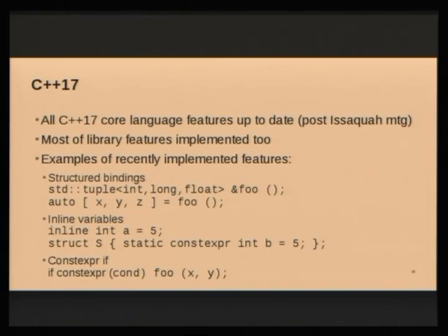So I would like to just point out a couple of recently implemented changes which were not in GCC 6. One of them is structured bindings, which allow you to split a tuple or a structure or array into a couple of subvariables.